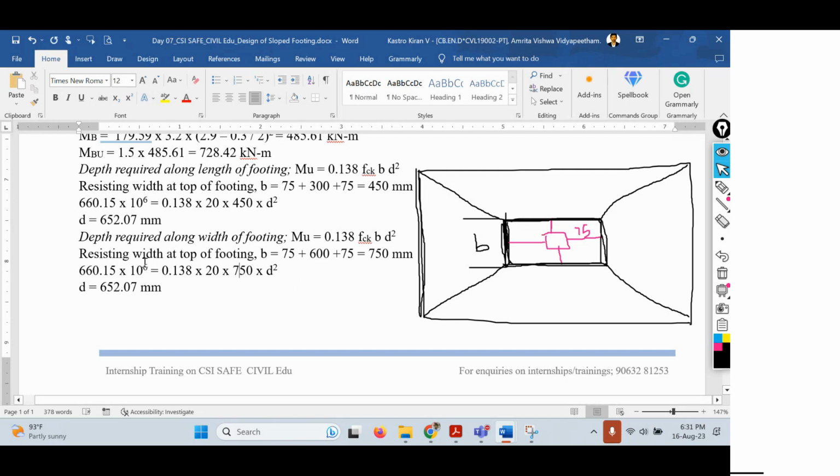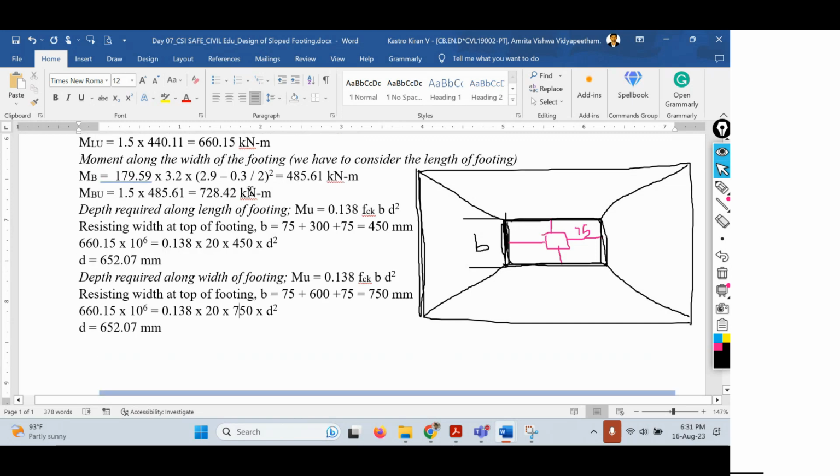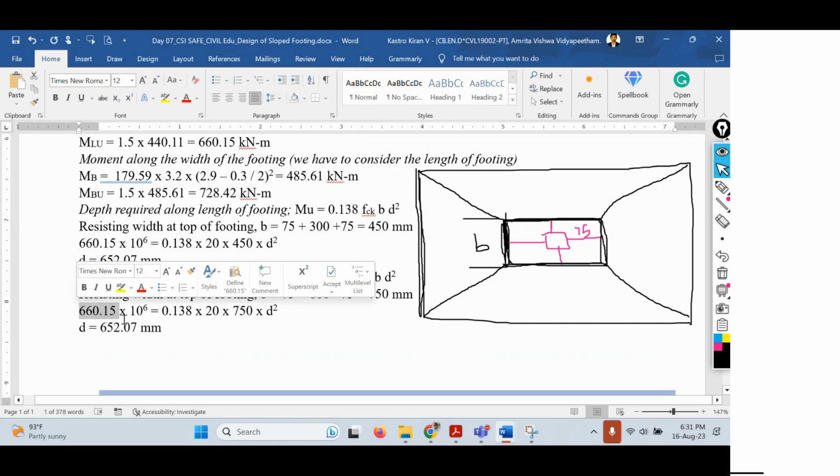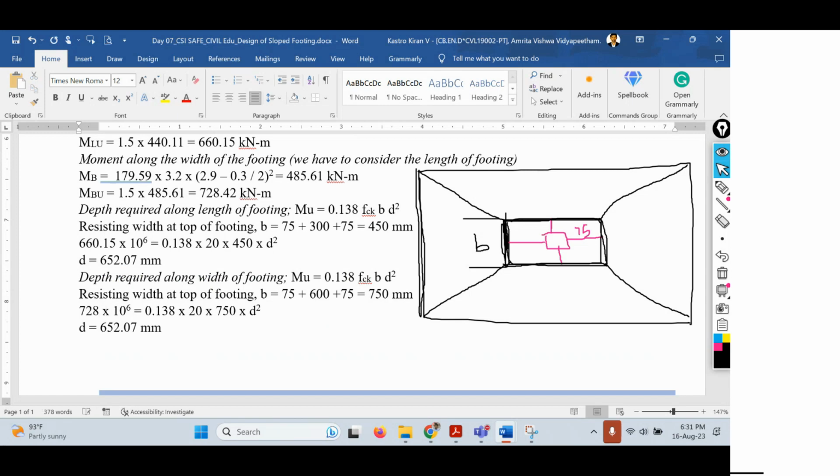If you solve this equation, you are going to get the value. And similarly, the moment along the width direction. What is the moment along the width direction? 728. So we have to change this value as well, 728.42. So from this, the depth value gets changed, which will be 530.58 mm. So this is the depth required along the width of the footing.